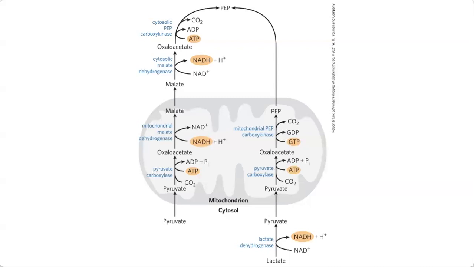The reason why we're able to have different concentrations in the mitochondria is because we've got membranes that are going to be selective. And so these membranes aren't going to let through everything.